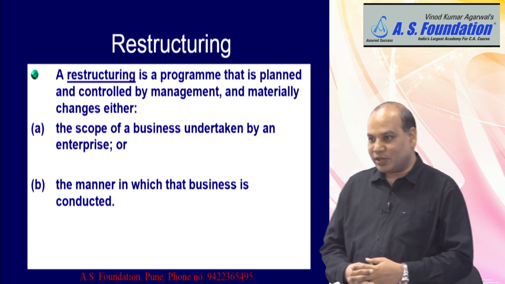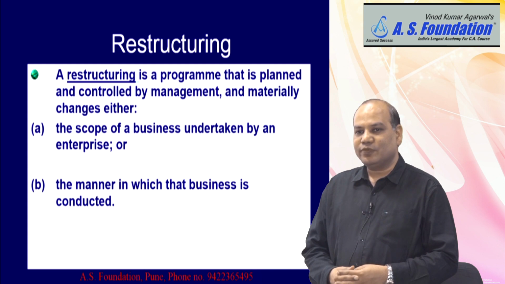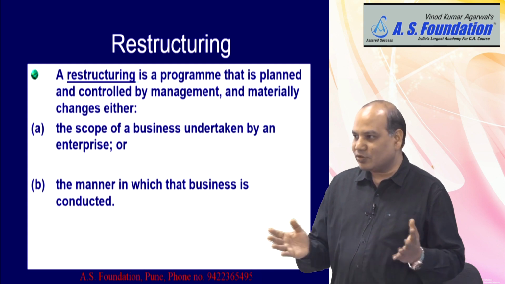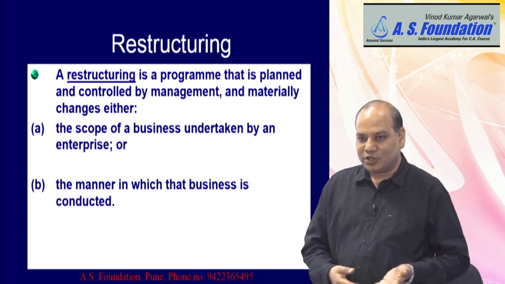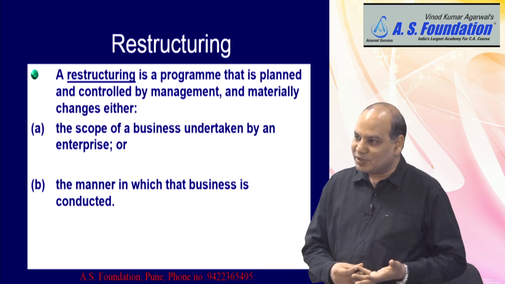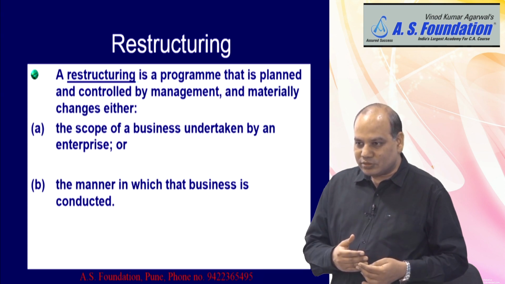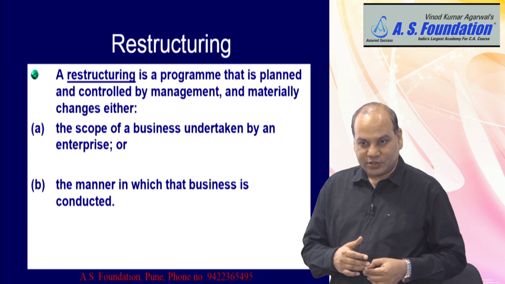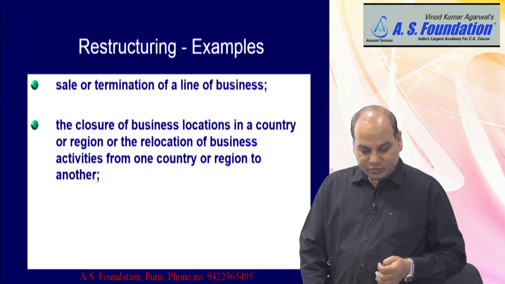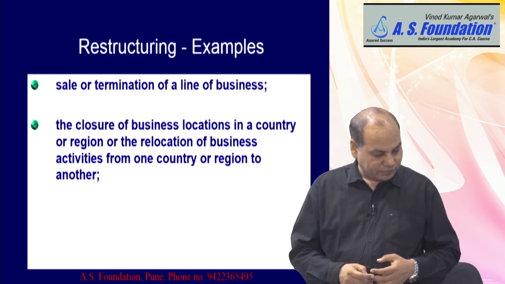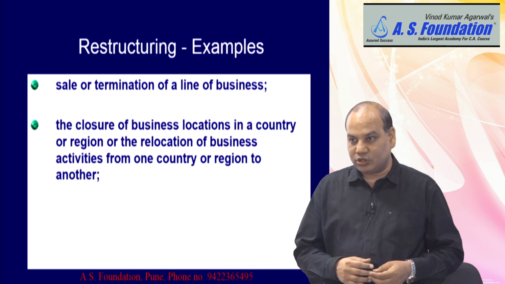You were selling through branch network. Now you can appoint a distributor instead of owning a branch, which requires a lot of headache. Why not just give distributorship and act on principal to principal basis only? So your headache is reduced. That is called manner in which the business is conducted. So that is restructuring. Then examples of restructuring. Paragraph 25. Sale or termination of a line of business.